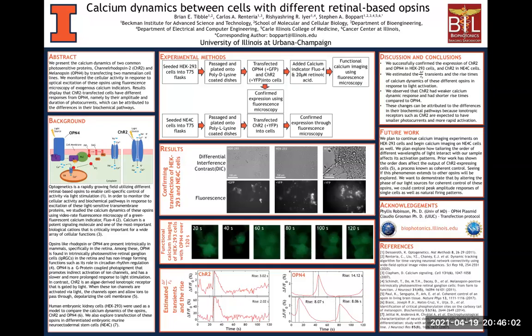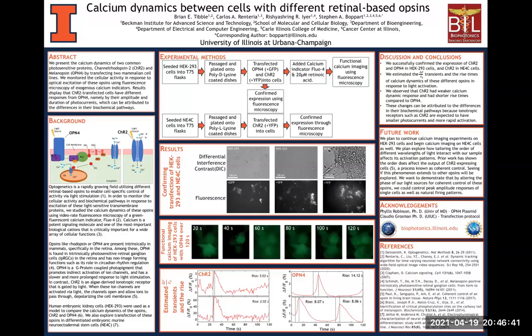So first, we confirmed the expression of melanopsin and channelrhodopsin in HEK cells, and you can see that in the first figure in the results. We confirmed the transfection in HEK cells. We have green fluorescent protein that represents melanopsin expression, and yellow fluorescent protein that represents channelrhodopsin expression. And then we did the same thing in the NE4C cells, and we confirmed the expression through fluorescence microscopy for that as well. And we see yellow fluorescent protein confirming that the transfection was successful.